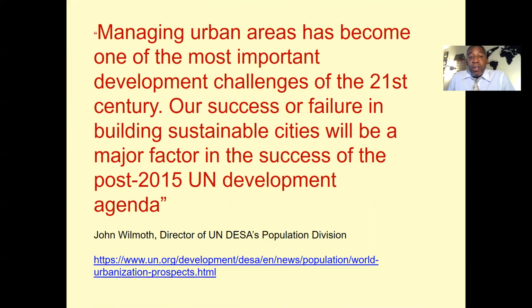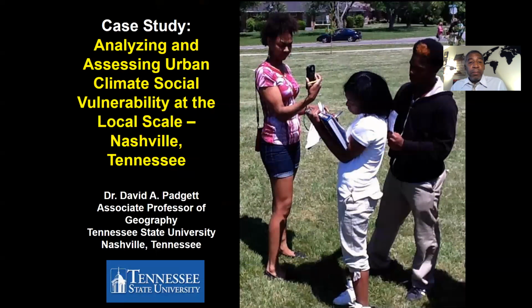Our success or failure in building sustainable cities will be a major factor in the success of the post-United Nations development agenda. So this issue, global urban climate vulnerability, is one that is definitely on the radar of the United Nations. And so now we're going to go to a case study analyzing and assessing urban climate social vulnerability at the local scale in Nashville, Tennessee.